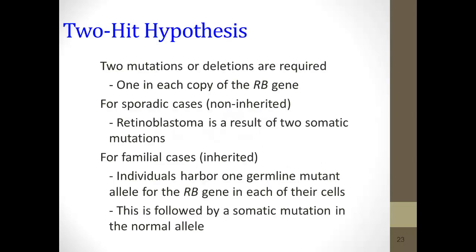The two-hit hypothesis is that there are two mutations or deletions required, one in each copy of the gene. For sporadic cases, which are considered non-inherited, retinoblastoma is the result of two somatic mutations. The individual with the inherited form has one germline mutation or allele in each of their cells. Because of this, they develop this particular cancer.